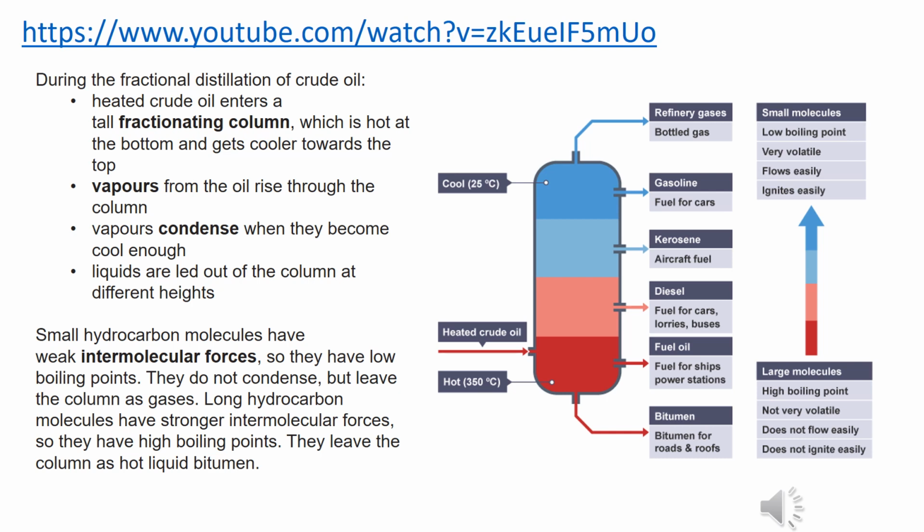So pause the video, draw the diagram, and label it correctly. If you look at the different heights of this tall fractionating column, the crude oil has been separated into different parts which are used for different types of application. If you can draw this in your exercise book, that would be good.